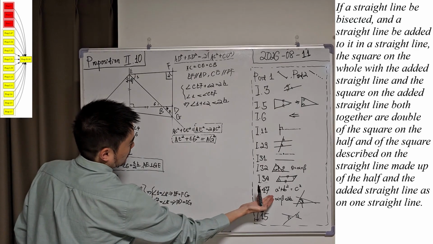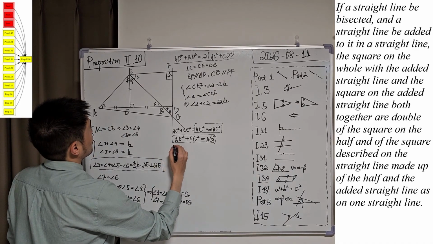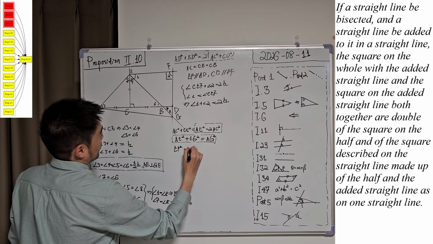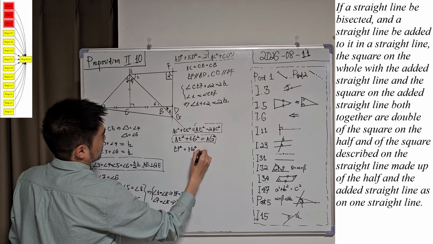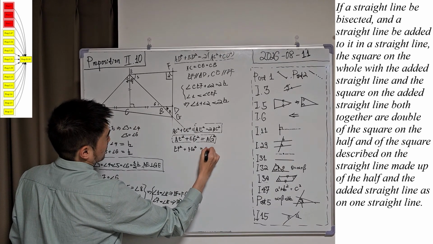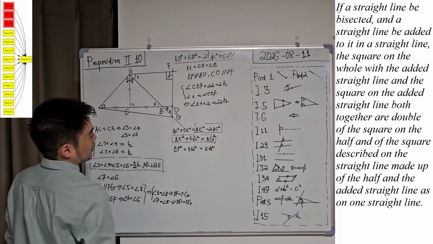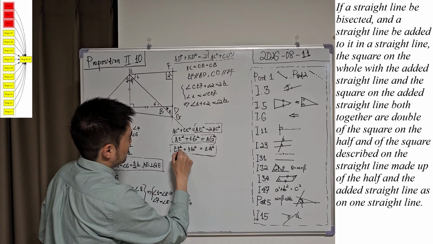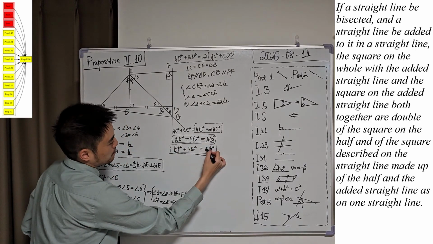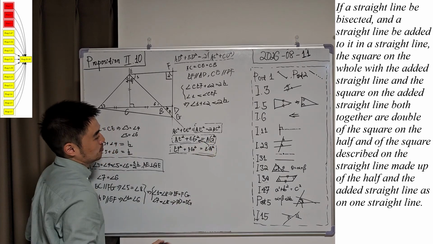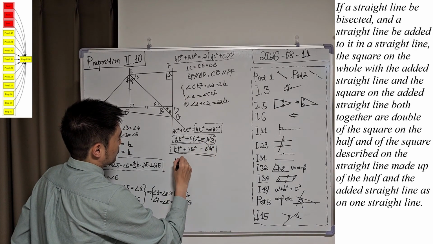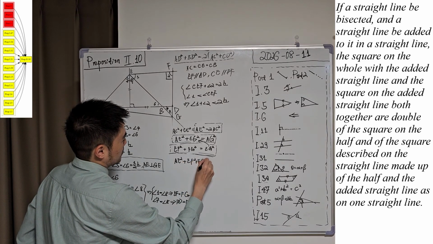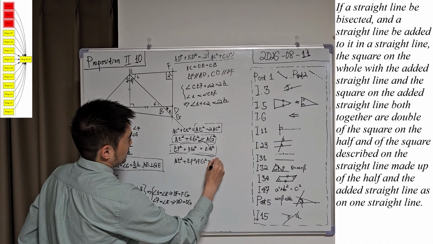And if we apply the Pythagorean theorem again, we can conclude that the square on EF and the square on FG together is equal to the square on EG. Correct? This is another equality. And then let us plug in EG here. So we can conclude that AE squared plus EF squared plus FG squared is equal to AG squared.